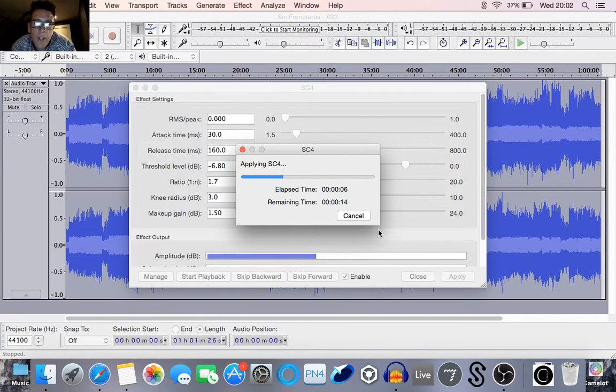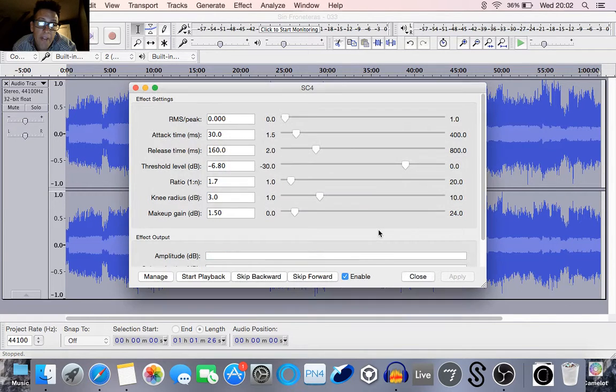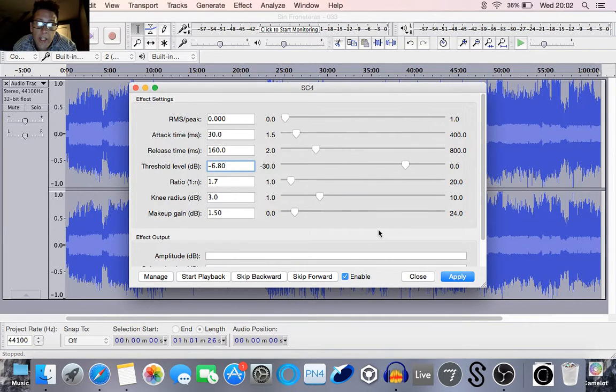Really what the threshold level is doing there, we're determining, you know, -6.8. Essentially, where it sees the level going above -6.8, it's going to compress it by a factor of 1.7. If it was a factor of 2, what that would mean is for every decibel above the threshold, which is 6.8, it will compress it by 2 decibels. That's how compression works.